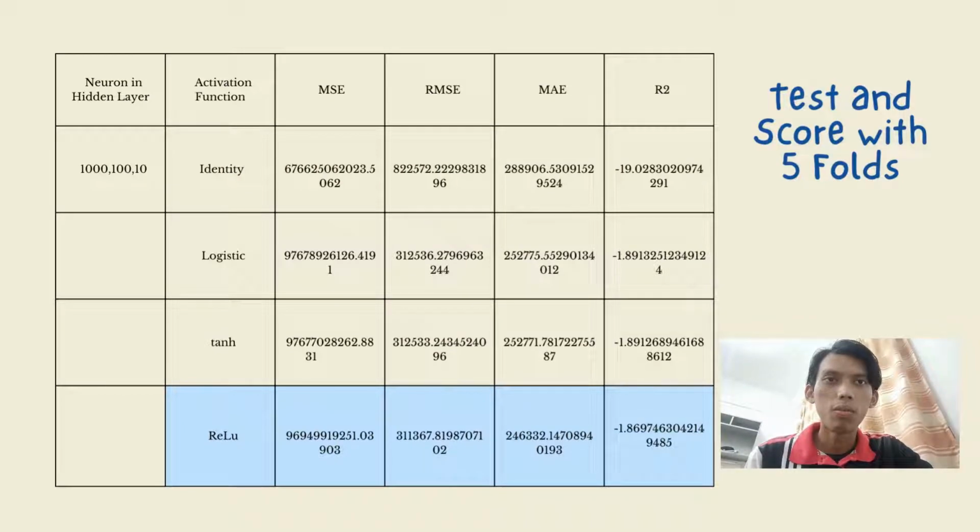Then we use Test and Score with 5 folds for each of the neural network models, and it results that the neural network model with activation function of ReLU and 10 neurons in the hidden layer is the best model among the 4, based on the values of MSE, RMSE, MAE, and R-square.